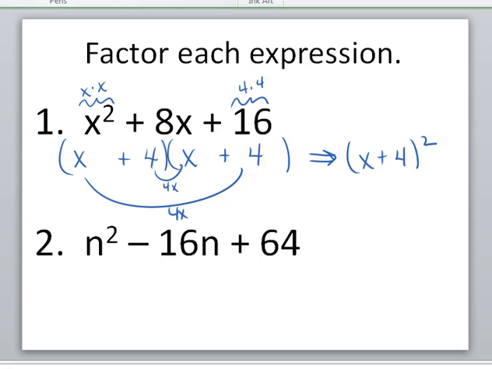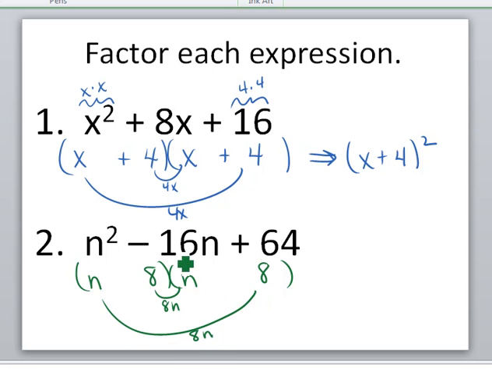The second example, we have two parentheses again. We have an n and an n. That gives me n times n. Since I noticed that this is a perfect square, I'm going to say what's the square root of 64, and it's 8. So I'll put 8 and 8 in there. I have an 8n and an 8n. I need a negative 16, so I need a negative on both of those. So it'll be a minus 8 and a minus 8. Again, when you get the same quantity, you can write them as one quantity squared.